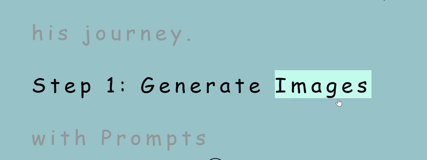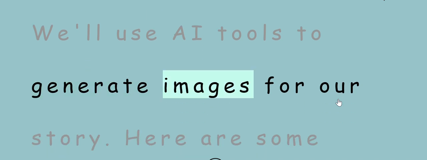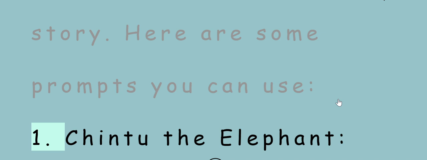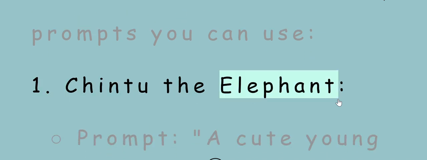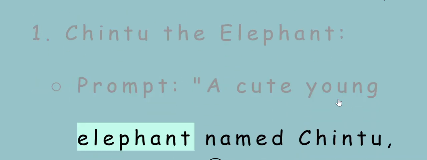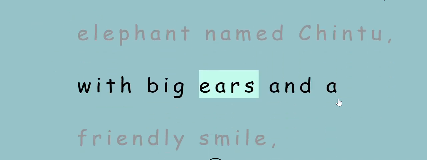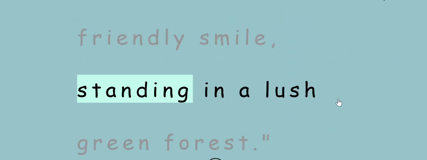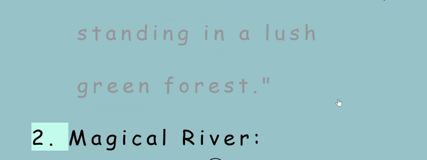Step 1. Generate images with prompts. We'll use AI tools to generate images for our story. Here are some prompts you can use. 1. Chintu the elephant. Prompt: a cute young elephant named Chintu, with big ears and a friendly smile, standing in a lush green forest.